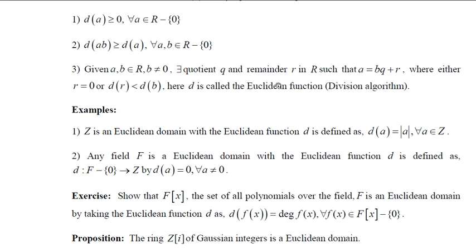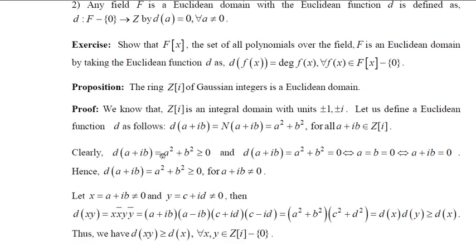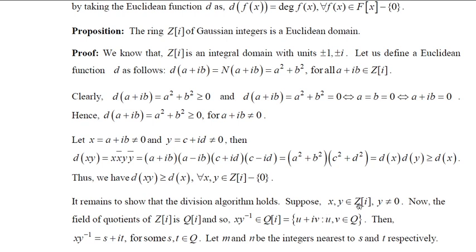Now we'll prove the third condition, that is the division algorithm. Suppose x and y are any two elements of Z[i] and y is a non-zero element. Now we know that Z[i] is not a field. What is the field of quotients of Z[i]? It is Q[i], because the field of quotients of Z is Q. Similarly, the field of quotients of Z[i] is Q[i]. Therefore, the multiplicative inverse of y need not exist in Z[i], but it surely exists in Q[i].